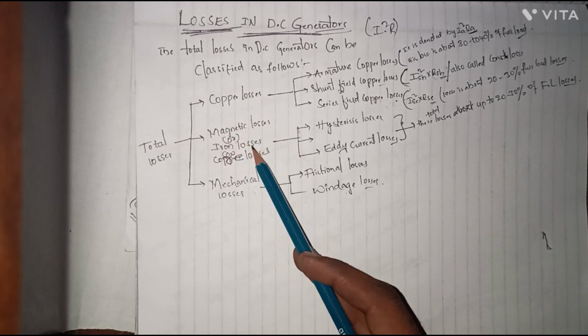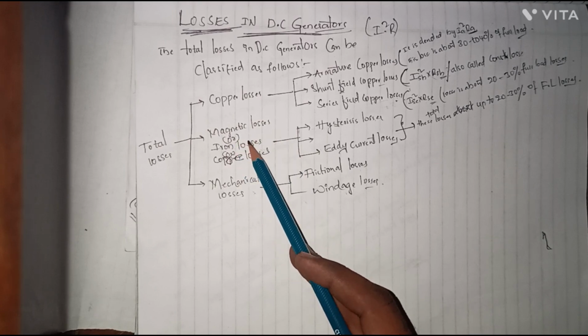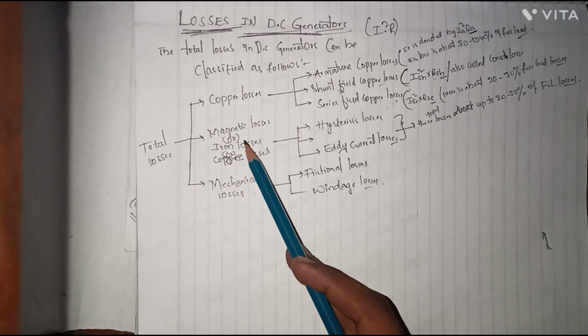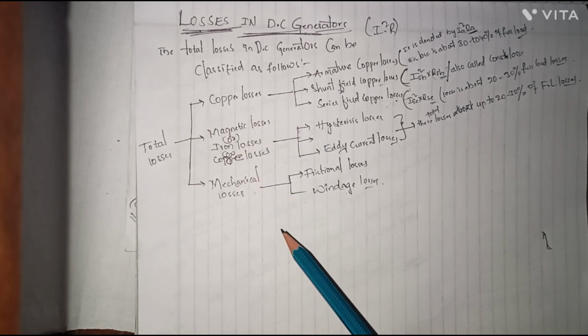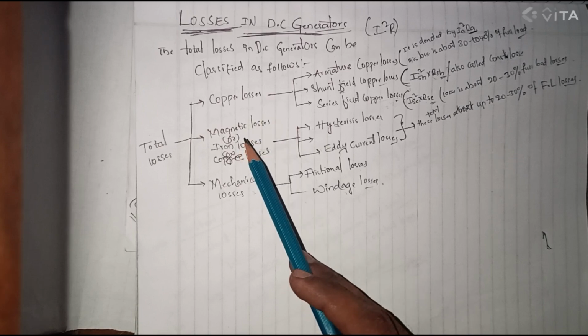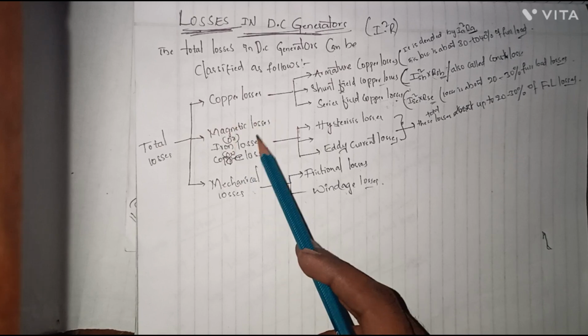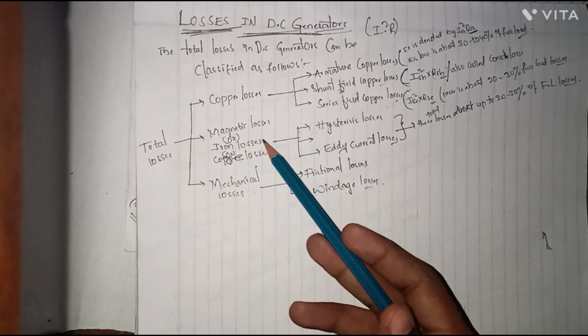Next, iron losses or core losses or magnetic losses. These magnetic losses we know very well. These losses are practically constant for DC shunt and DC compound generators, since the field current is practically constant in them.